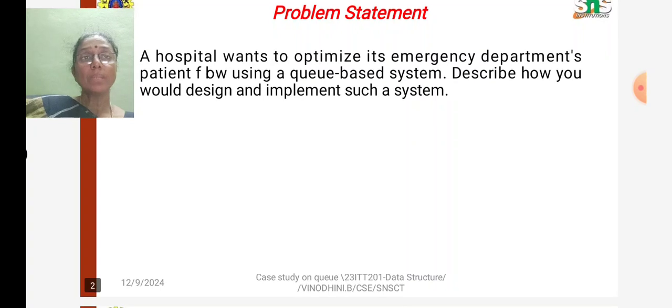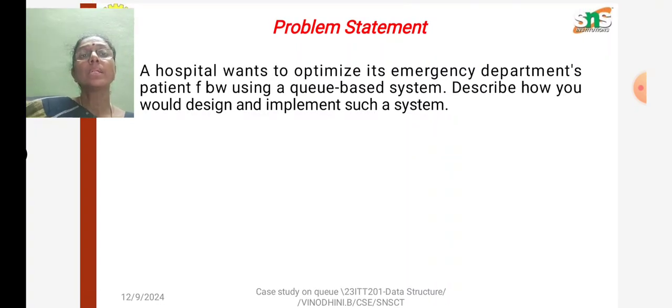First, we will see the problem statement. A hospital wants to optimize its emergency department's patient flow using a queue-based system. Describe how you would design and implement such a system. So this is the problem statement.